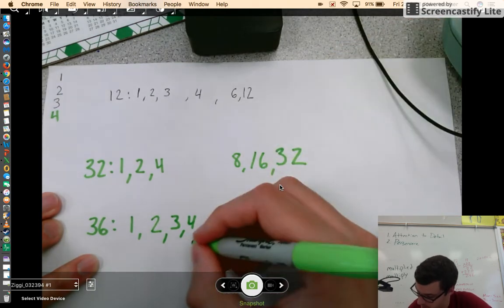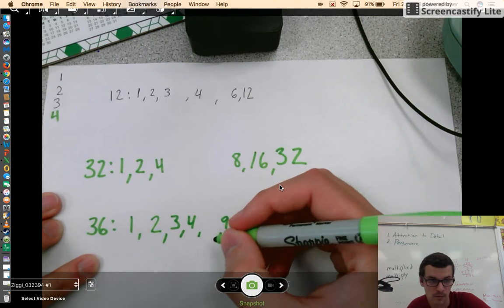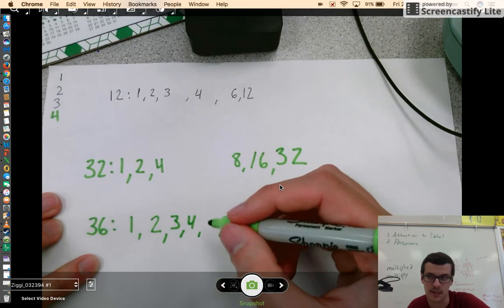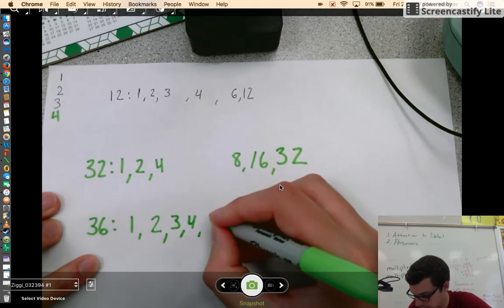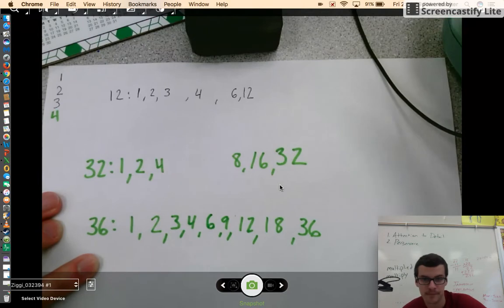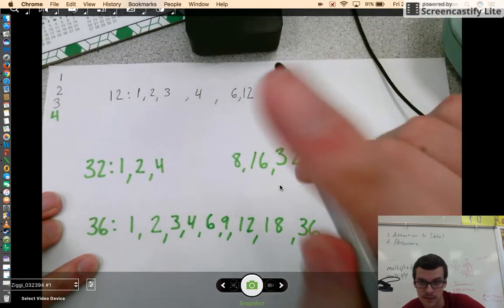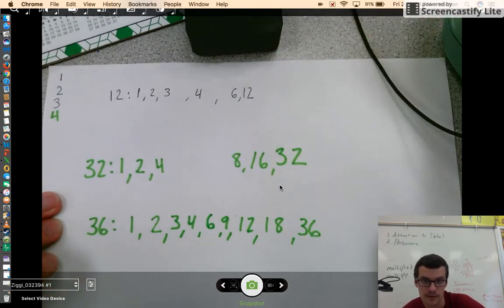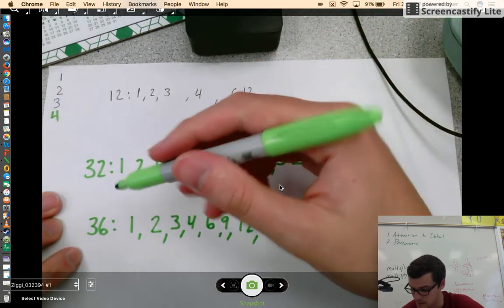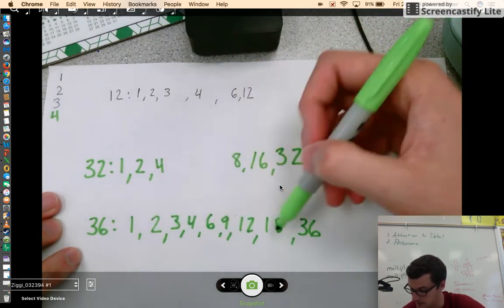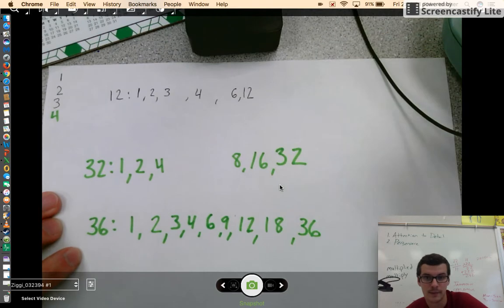So when we list these, if it's a double, like 6 times 6 or 7 times 7 or 2 times 2, you only list that number one time, because 6 is the factor of 36. The factor pair would be 6 times 6, but if I'm just listing the factors, I'm only going to list it one time.